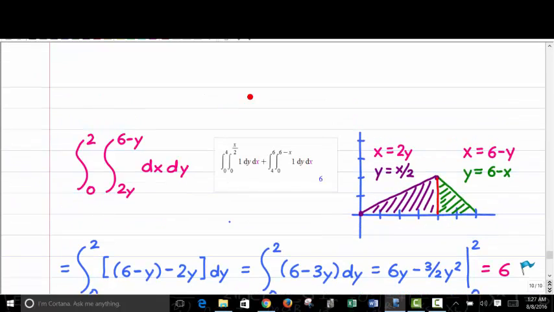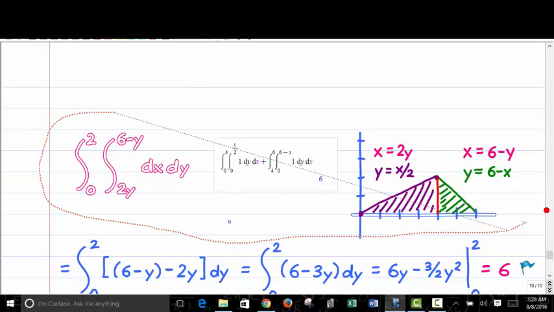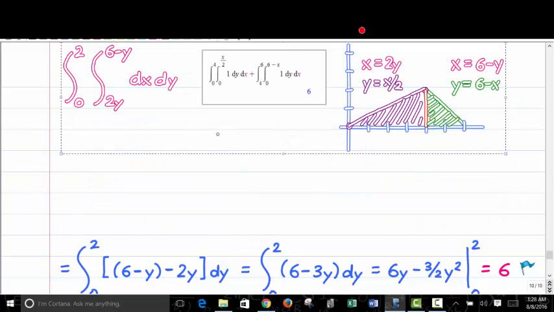Now to graph this. Oh, I already have the answer there, don't I? That's all right. I'm going to explain the steps to you here.